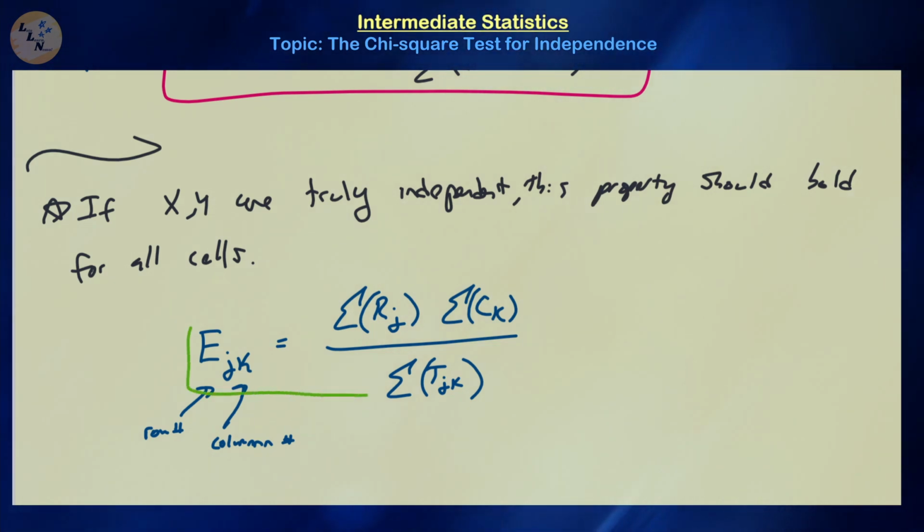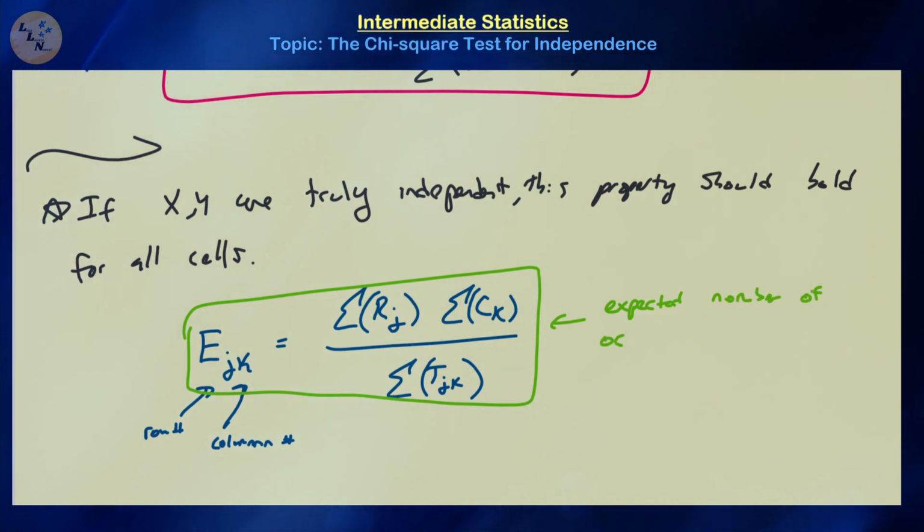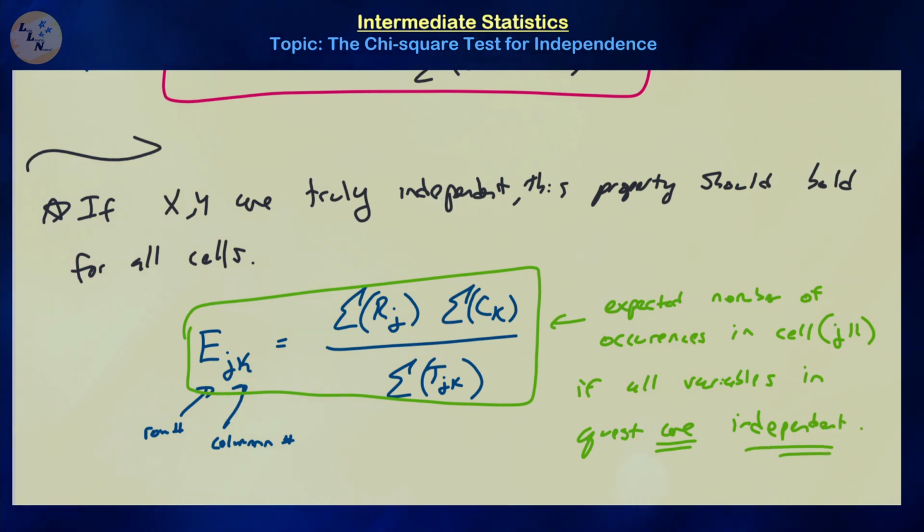So what does this formula represent? This is the expected number of occurrences in cell jk if all variables in question are independent. And then we can compare the expected value and the observed value for each of the cells, and that can give us at least some direction on how to test for independence.